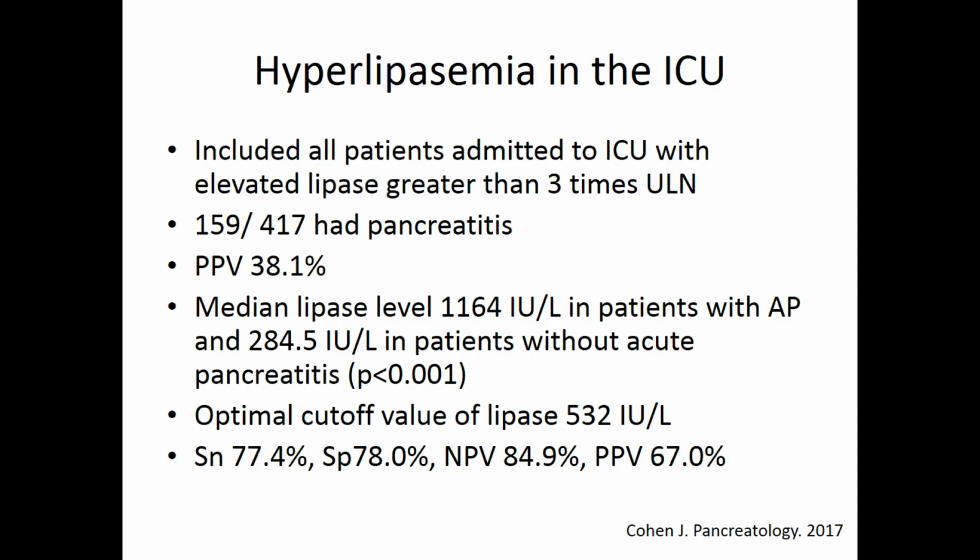of normal. And they included 417 patients, and of those, only 159 were actually diagnosed with acute pancreatitis, giving the lipase a positive predictive value of only 38.1%. Interestingly, the median lipase level was different in patients with acute pancreatitis compared to patients that did not have acute pancreatitis. And they had other things including bowel ischemia, bowel obstruction, amongst other diagnoses.